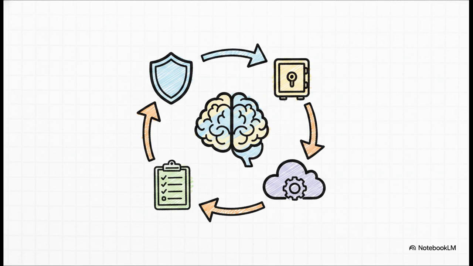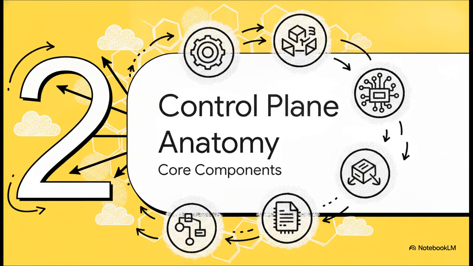Exactly. It is definitely not one giant monolithic program. Working together, these 5 components form a really unified management layer. They're constantly monitoring the cluster, ingesting data, and making these split-second decisions to keep your apps highly available. Moving right along to part 2, anatomy of the control plane.